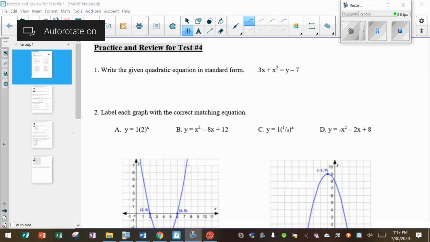Hello guys, we're doing some review for test number 4 today. Got a little music going in the background because I'm sitting outside on my back patio. And hopefully you are someplace comfortable and safe so we can do some algebra review together.